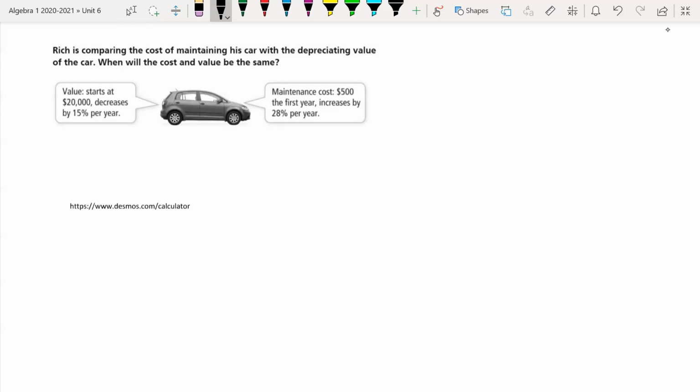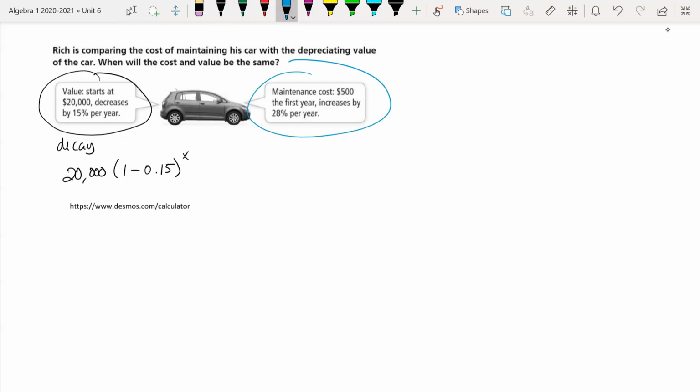Well, this one says it starts at $20,000 and decreases by 15% per year. So that's a decay problem, right? So we're going to say 20,000 times 1 minus 0.15 raised to the x power. Okay, the maintenance equation says the first year it costs $500 and then it increases by 28% per year. So we're going to say 500 times 1 plus, because that's a growth, I'm increasing, looking for those key words, 0.28 to the x. Well, we don't know the time, right? It says when will the cost and the value be the same?